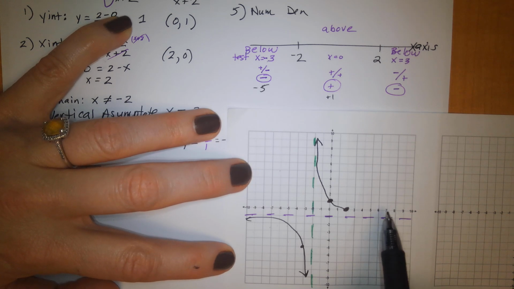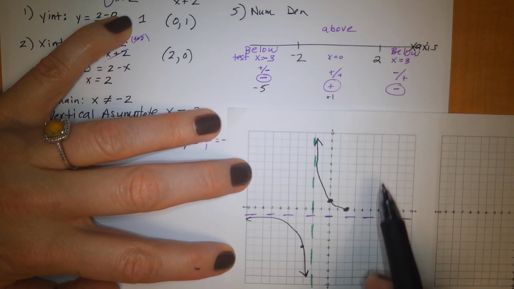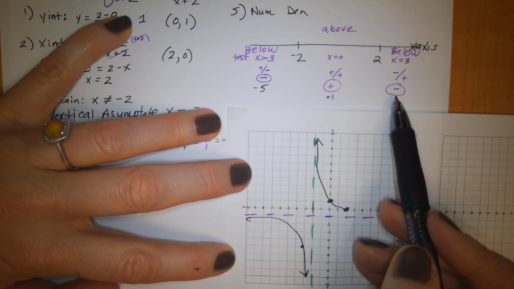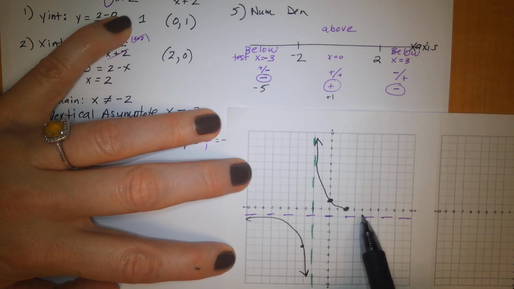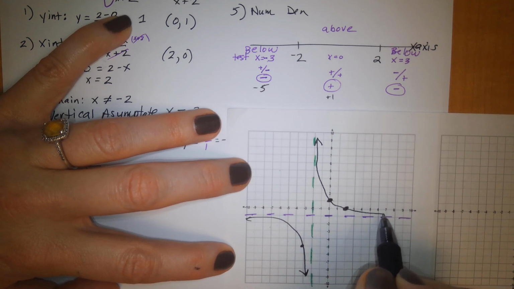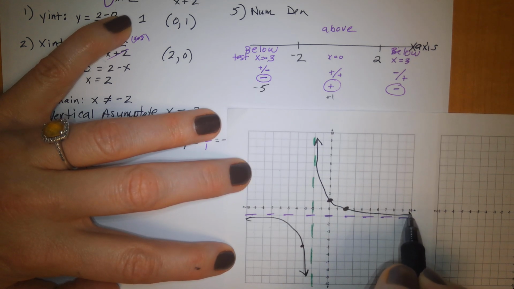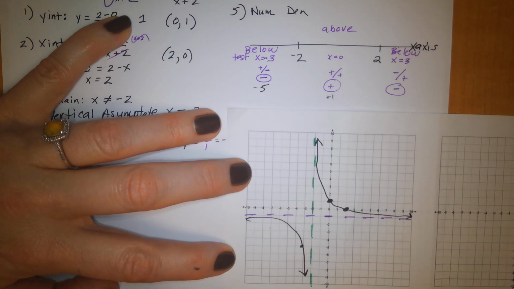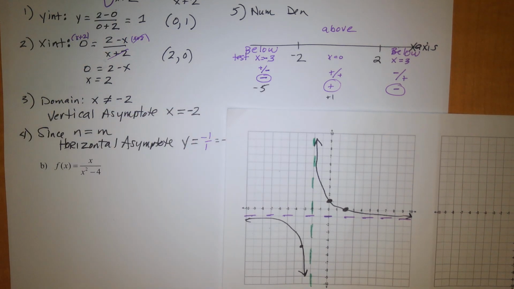On the other side of 2, for example, when we tested the number 3 right here, we found that it had a negative value, which means it's going to come down below the x-axis, but remember, it can never cross this horizontal asymptote, so that means it must be getting closer and closer below the x-axis, but getting closer to that asymptote here. So this is what the graph of that function would look like.